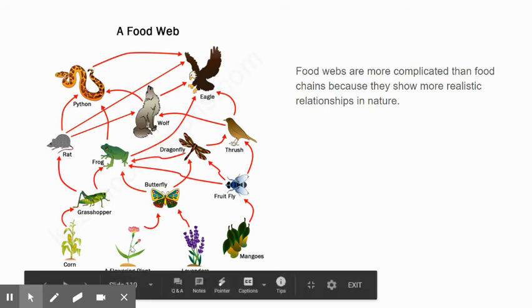The butterfly is eating the flower, right? It's also eating the lavender. The mangoes are being eaten by the fruit fly. That is how these food webs work.